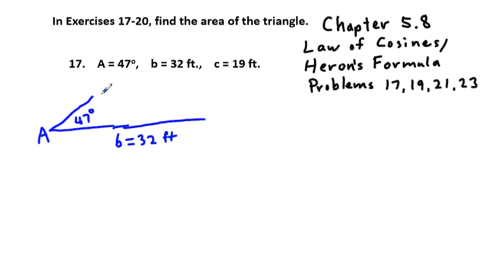And the shorter side will be side C, which equals 19 feet. And so here we have side A opposite. So side A, we don't know what it is. So the first thing we're going to do is find out, we're eventually going to find the area of the triangle.